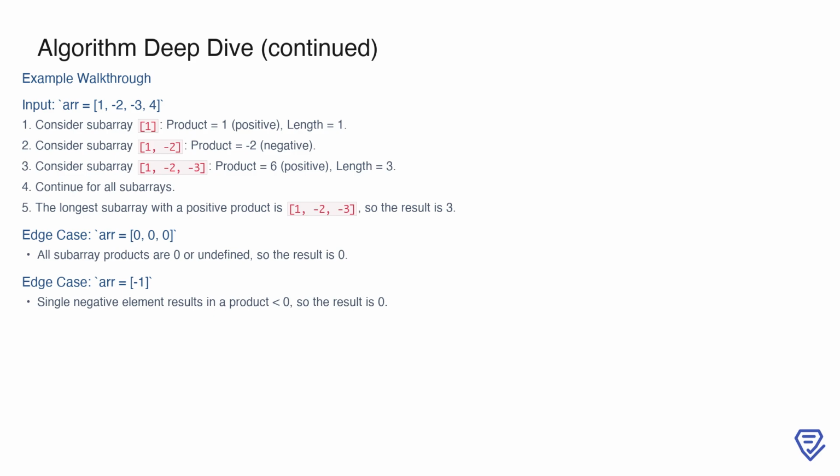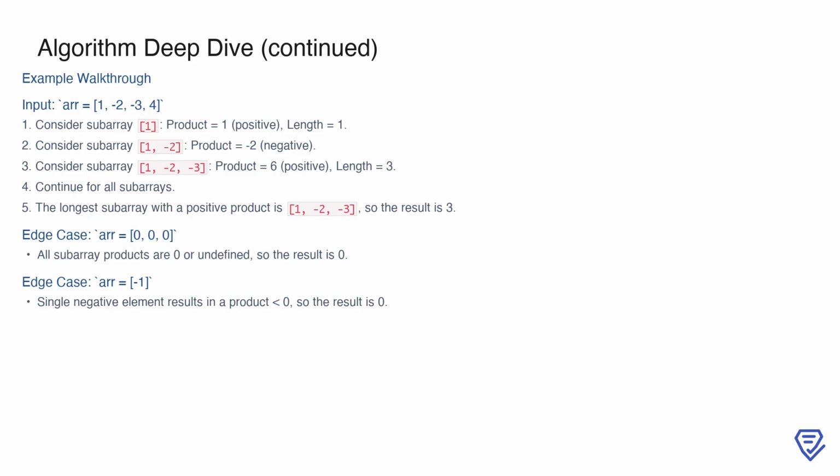Consider the input array 1, -2, -3, 4. We evaluate each subarray. For the subarray [1], the product is 1, which is positive, and its length is 1. For the subarray [1, -2], the product is -2, which is negative. For [1, -2, -3], the product becomes 6, which is positive, and its length is 3. We continue this process for all subarrays, ultimately finding that the longest subarray with a positive product is [1, -2, -3], so the result is 3.